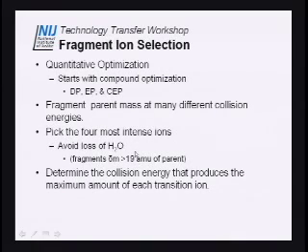So quantitative optimization, again, starts with a compound optimization, then it fragments the parent mass at many different collision energies, and it picks the foremost intense ions, but you want to avoid the loss of water, which is why you basically choose a fragment with a mass shift of greater than 19 AMUs of the parent. And you determine the collision energy that produces the maximum amount of each transition ion. So remember that 10 to 100 I just did there.